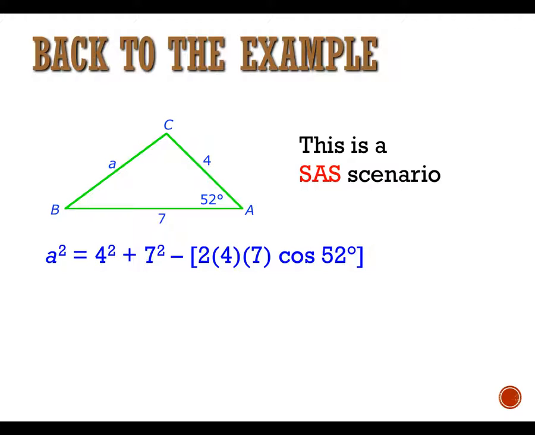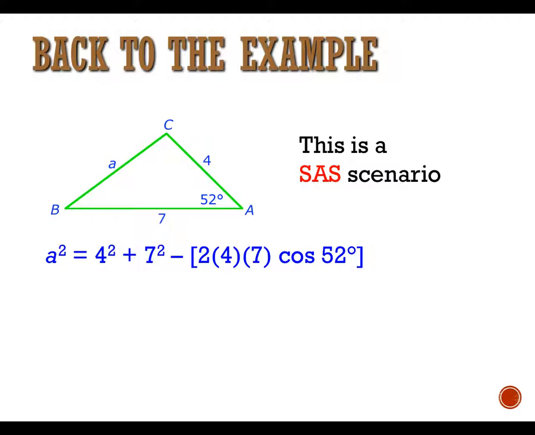You don't necessarily have to show all the steps in this. In a side angle side scenario, set it up, plug and chug, and what do you get, Emily? I got, well, I haven't square rooted yet, but I got a squared equals 30.52. Perfect. Okay, 30.52 something or another.